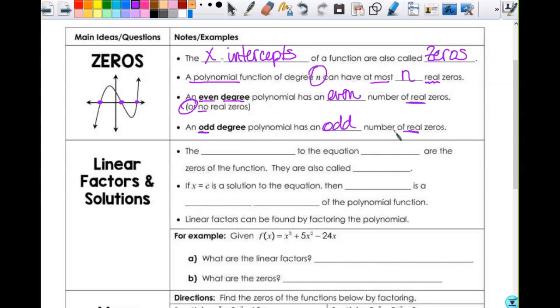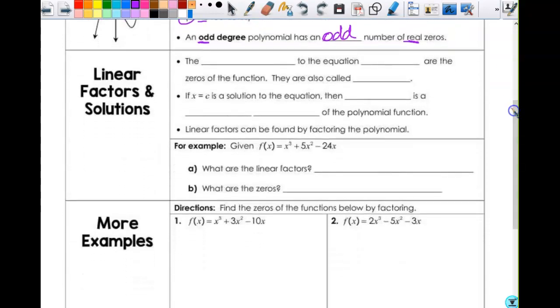Okay. So when we said zeros, roots, we also have the solutions, right? So the solutions to the equation f of x equals 0, that's how we solve it to get our roots and our solutions. Those are the zeros of the function. They are also called the roots. So roots, solutions, zeros, x-intercepts.